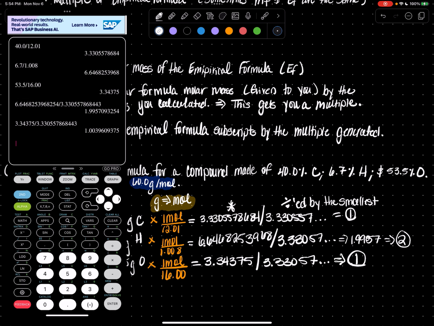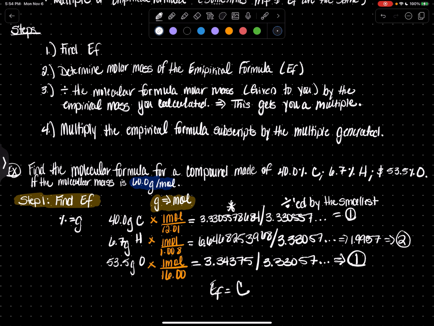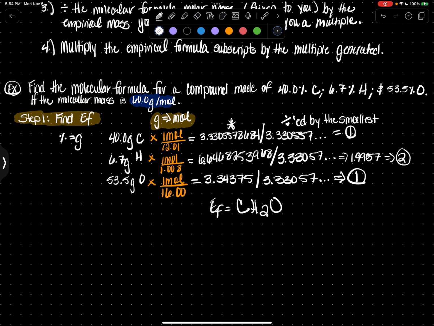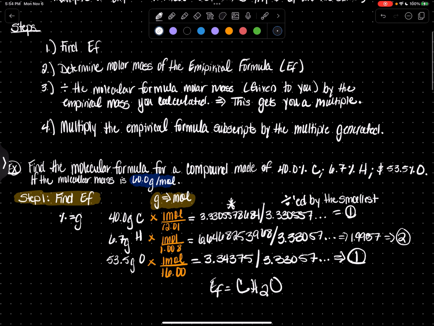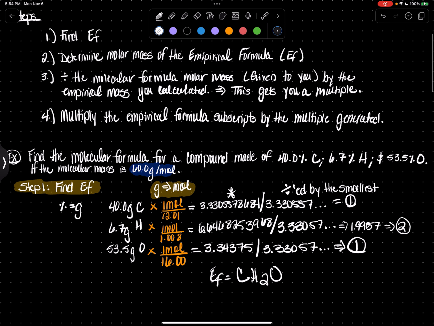All right, so I have an empirical formula. An empirical formula of what? Carbon, hydrogen is 2, and oxygen, so CH2O. That is my empirical formula, because everything rounds to the whole. I don't have to fall into any of those weird doubling categories, so I'm done, right? So step 1, find the empirical formula, is done. Now step 2.